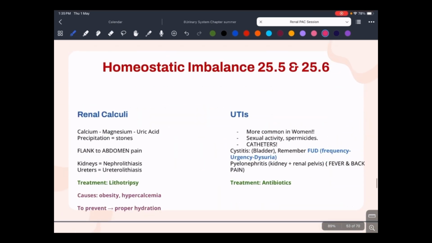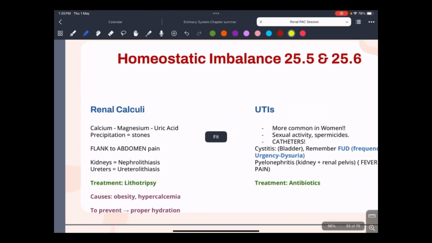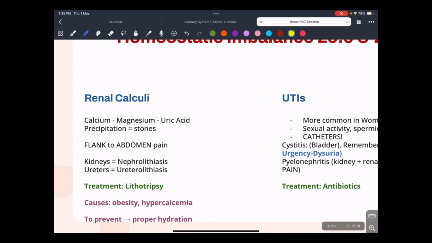I believe that's it. Let's look at this homeostatic imbalance. Okay, renal calculi. Calculi means stones. So we're talking about renal stones. Renal stones usually occur because there is an excess of something like calcium, magnesium, or uric acid. Precipitation of these substances can cause stones.